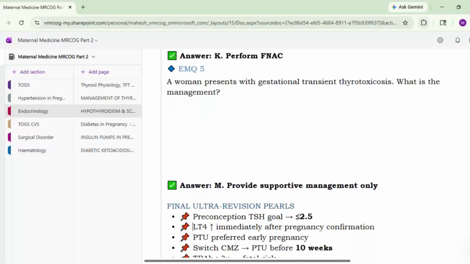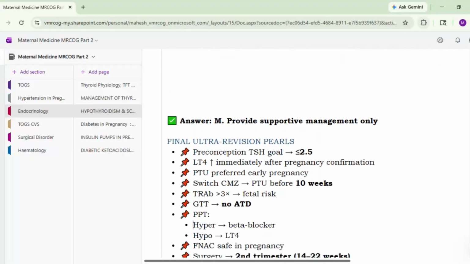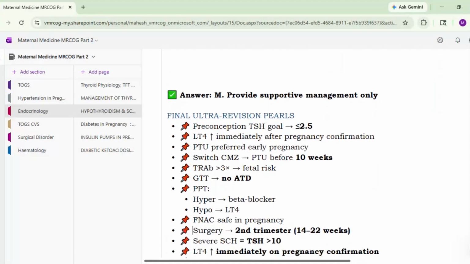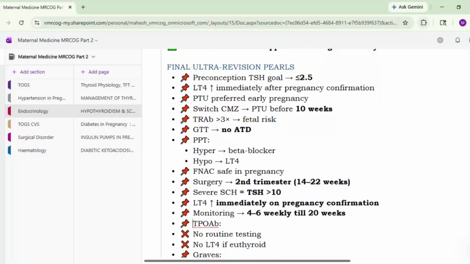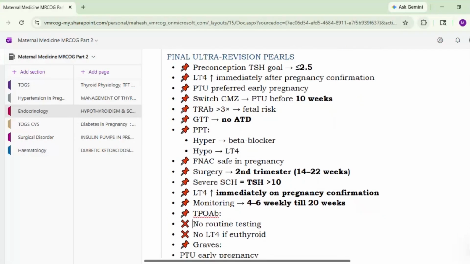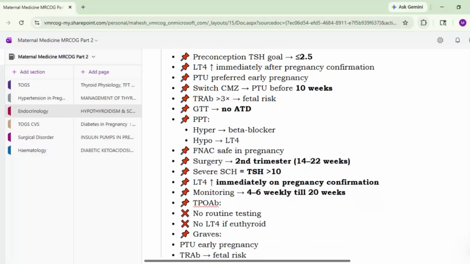So the questions are over. The take home message is that preconception TSH goal is less than 2.5. LT4 immediately after pregnancy confirmation. Increase the thyroid dose. Propylthiouracil is preferred in early pregnancy. We have to switch to propylthiouracil from carbimazole before 10 weeks. TRAB more than 3 times, there is a fetal risk.